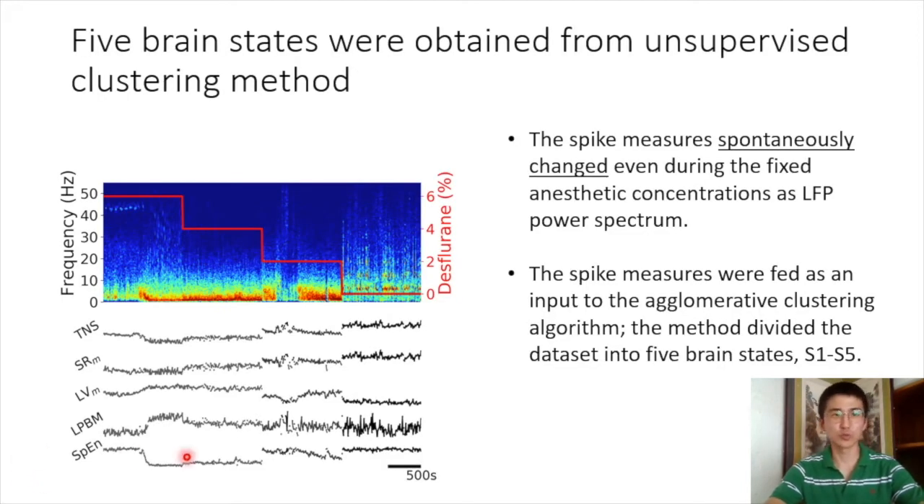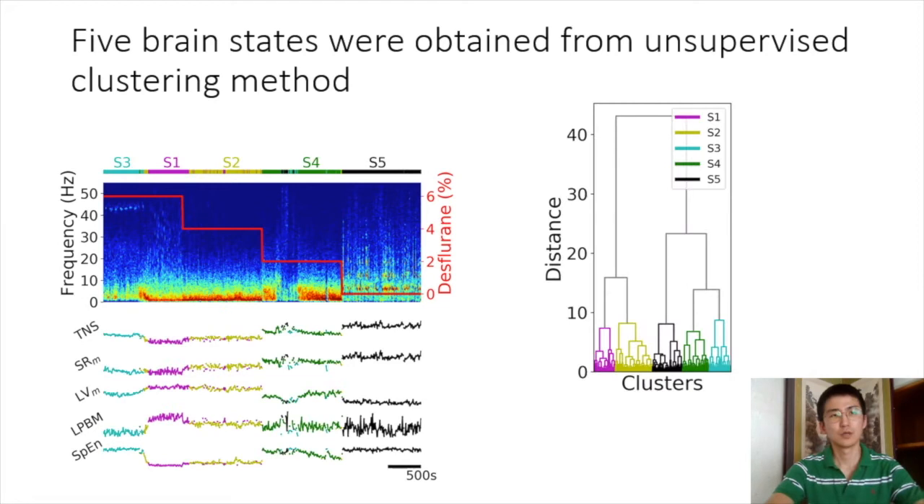Here, the time course of the 5 spike measures were visualized along with the LFP spectrogram. You can see that the spike measures spontaneously changed even during the fixed anesthetic concentration. For example, at 6%, many measures changed abruptly. The spike measures were fed as an input to the clustering algorithm. The method divided the dataset into 5 brain states, S1 to S5. The 5 states are here denoted by different colors.